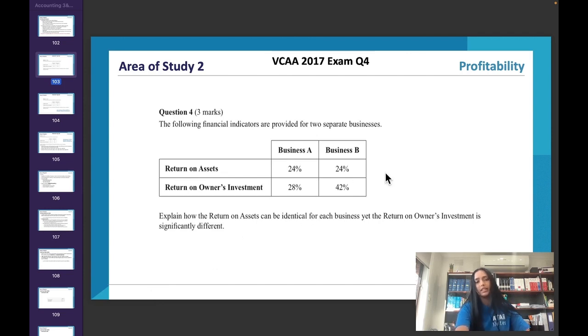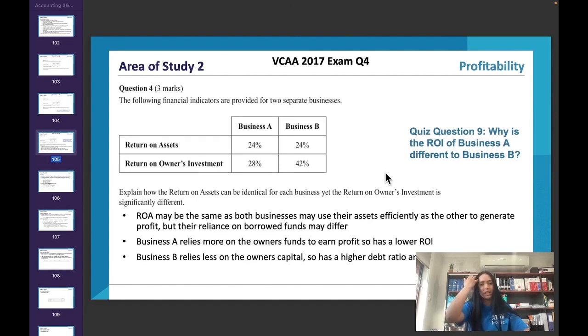So we have two businesses here. They have the exact same return on assets, but they have very different return on owner's investment. And basically, how can this happen? Return on assets might be the same because both businesses effectively use their assets to generate profit, but the businesses' reliance on liabilities might be different. So business A relies more on owner's capital, so they have a lower return on investment, and business B relies more on liabilities and less on owner's capital, and so they have a higher debt ratio and a higher return on investment.